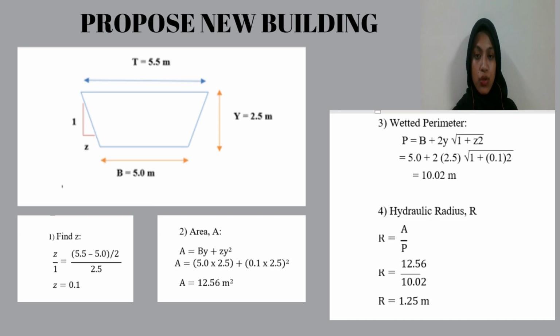The innovation that we use in this new building is we add the depth, which is 2.5 meters, 0.5 meters longer than the old building, and we also add the bottom width, which is 5.0 meters. So like the earlier step, we need to calculate the areas and perimeters, and also the hydraulic radius for our channel before we continue to the next calculation.